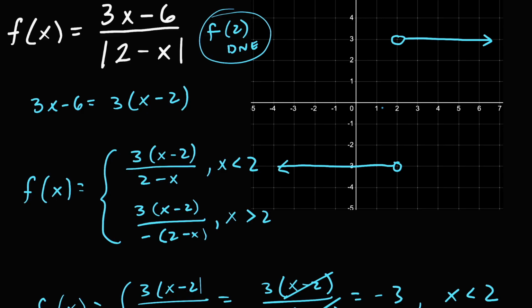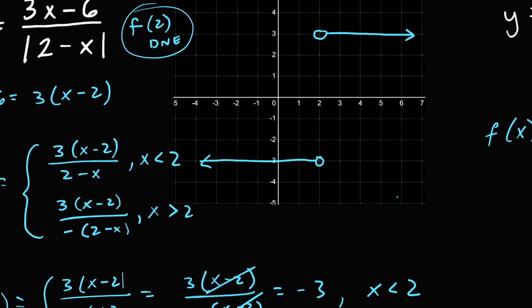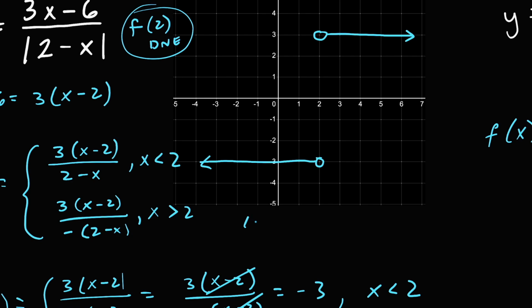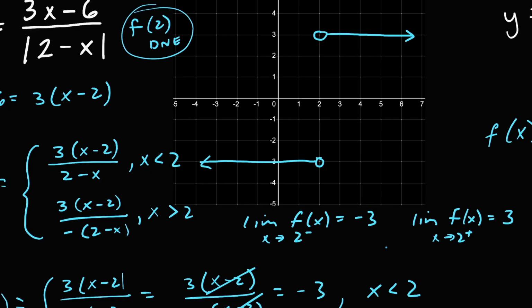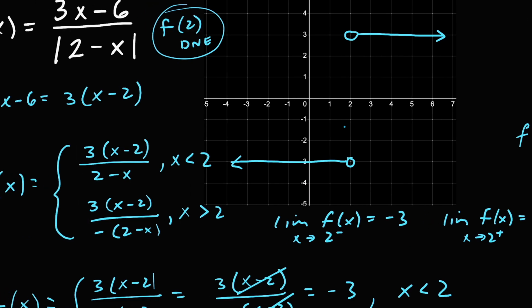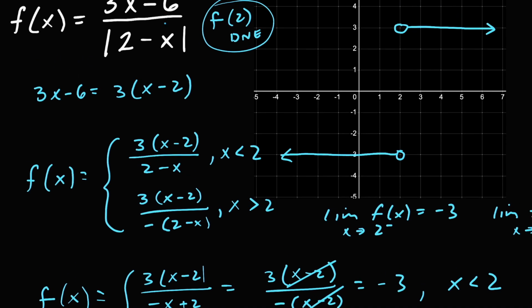So now we can answer those questions. Those questions were, what is the limit of our function as x approaches 2 from the left? Well, we can see clearly it's -3. And the limit of our function as x approaches 2 from the right, well, that was the top part there. That's just equal to positive 3. So the limit at 2 does not exist, but we can see that the limit from the left and the limit from the right do, and it's easier to see once we simplified.